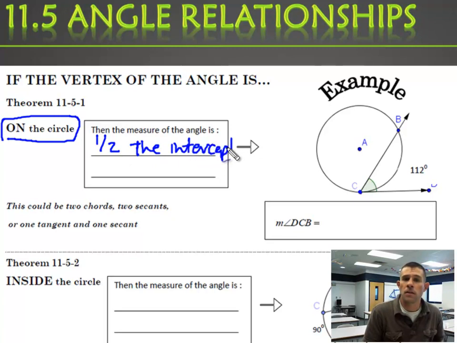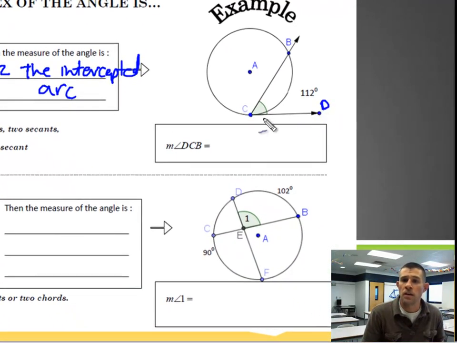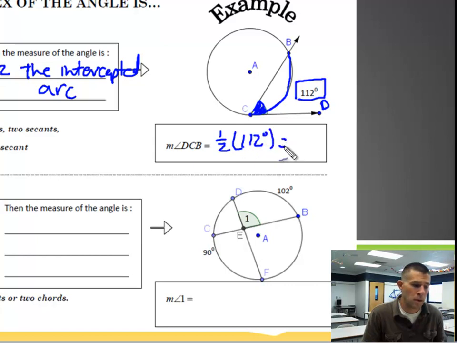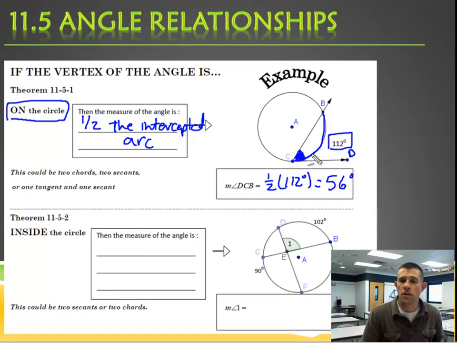So I'm going to take a look at our picture here. We have angle BCD, and its intercepted arc is the arc that this angle cuts off of the circle. It's equal to 112. Well, I know that I can find the measure of angle DCB simply by taking 112 and dividing it by 2. Therefore, 1/2 of 112 degrees is going to be equal to 56.